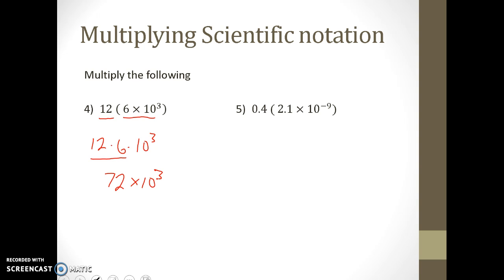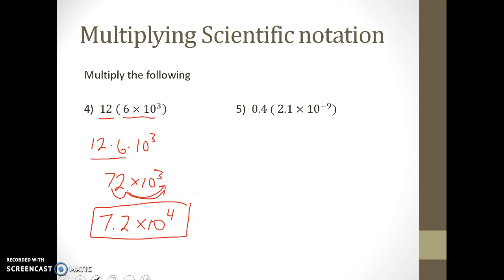And so right now the decimal is here. And the 10 to the third means that we're going to move it 3 spaces to the right. But I don't want the decimal there. I want the decimal between the 7 and the 2, which means I'm not going to move it 3 spaces to the right. I want to move it 1 plus the 3 spaces to the right. And so it's going to be 7.2 times 10 to the fourth.